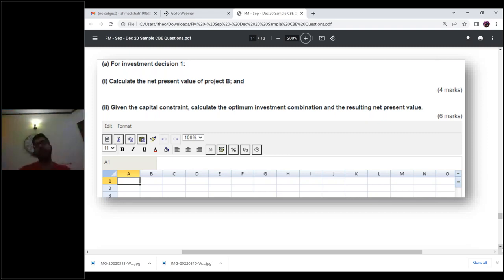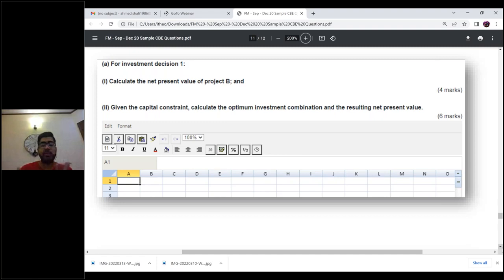You would be wasting your time if you are looking at other requirements, because this requirement clearly mentions investment decision one. Only focus on investment decision one. Calculate the NPV of project B. Okay, and given the capital constraint, calculate the optimum investment combination. Okay, I will only look at investment decision one and solve this requirement.